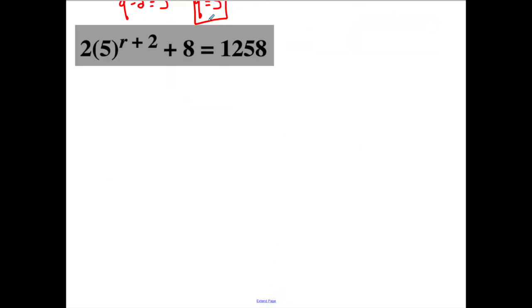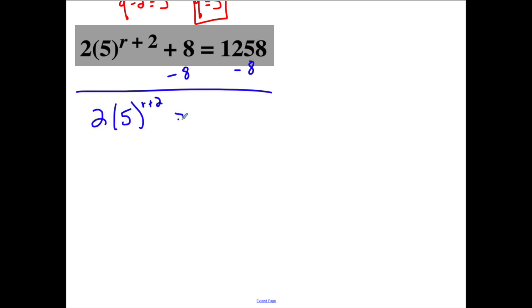All right, second one's going to be similar. So here first we're going to start by subtracting 8. So I get 2 times 5 to the power of r plus 2 is equal to 1,250. Now what I'm going to do is divide by 2. So I get 5 to the r plus 2 equals 625.